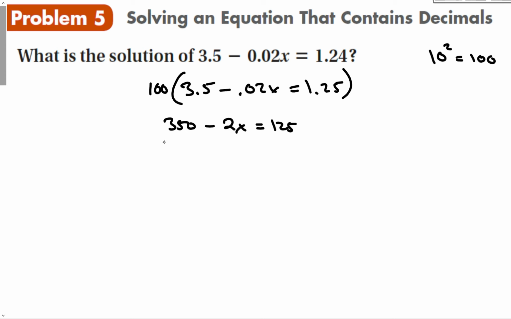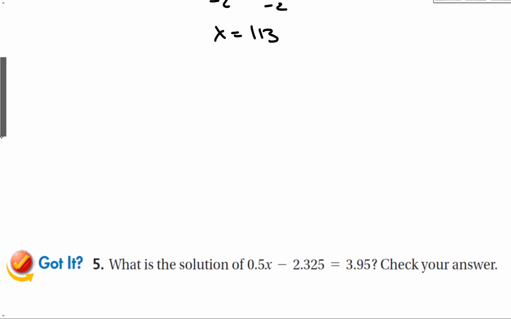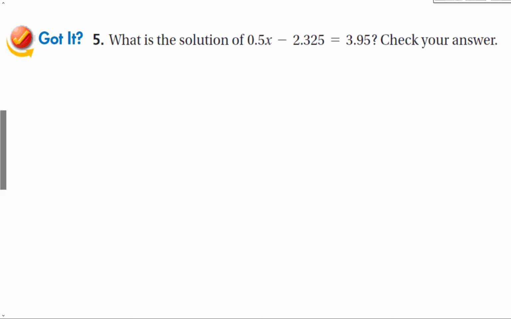So now I will subtract 350 from both sides, which gives me negative 2x is equal to negative 225. Divide both sides by negative 2, and we get that x is equal to positive 112.5. Okay? Useful if you want to try to do a problem like this without a calculator, which you will have to do on some of your standardized tests.